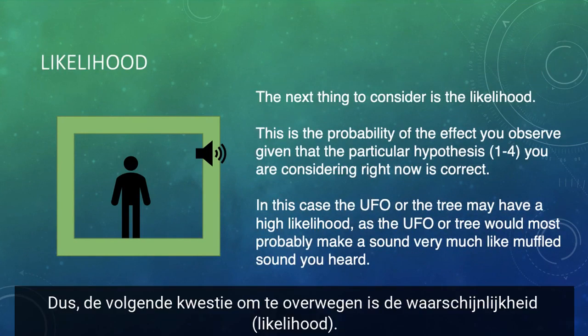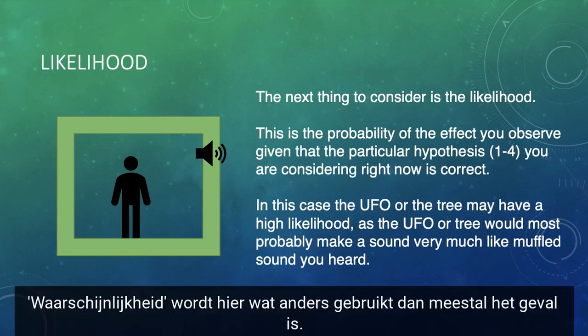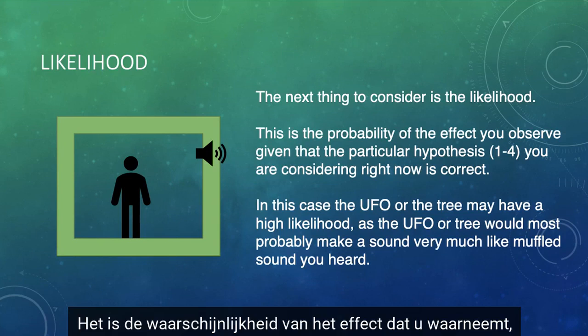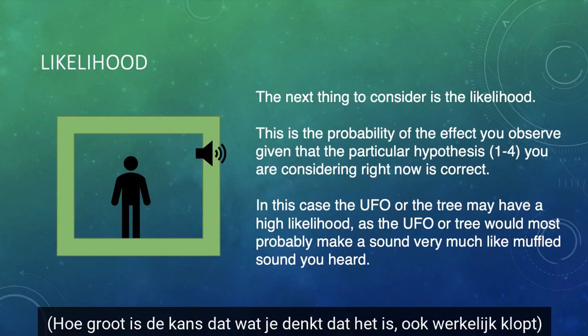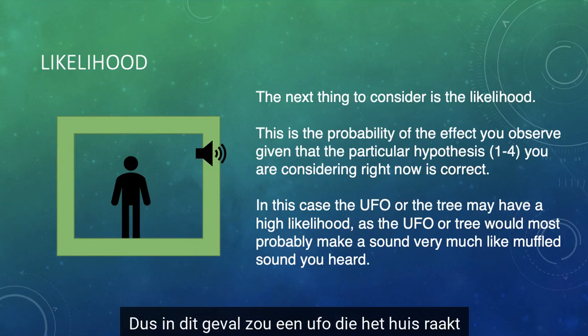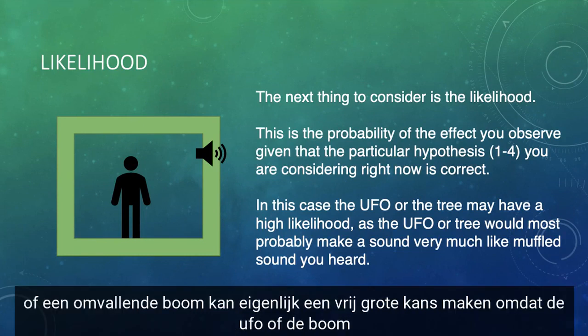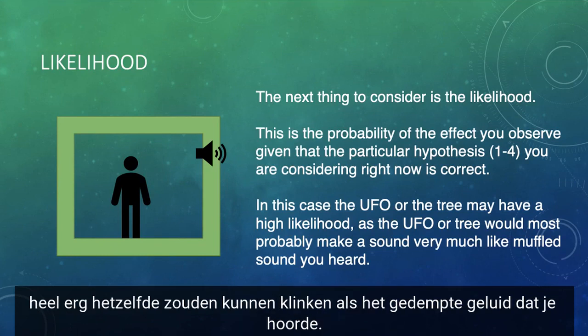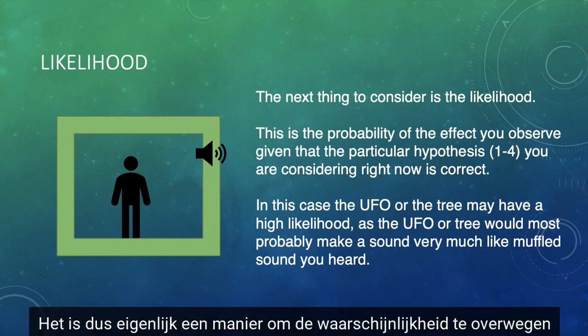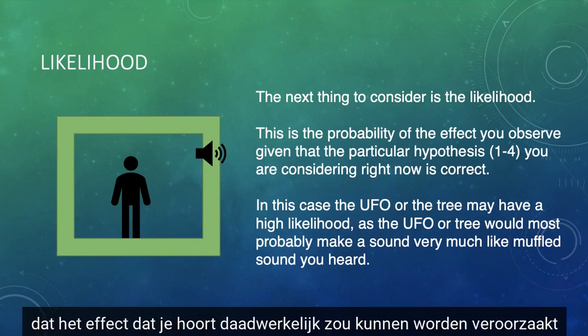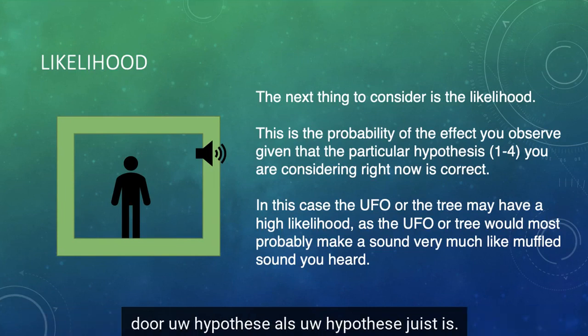So the next thing to consider is the likelihood, and the word is used a little bit differently than its common usage here. This is the probability of the effect you observe, given that the particular hypothesis you're considering is correct. So in this case, a UFO landing and hitting against the house, or a tree, might actually have quite a high likelihood, because the UFO or the tree would sound very much like the muffled sound that you heard. So it's basically a way of considering the probability that the effect you hear could actually be caused by your hypothesis, if your hypothesis was correct.